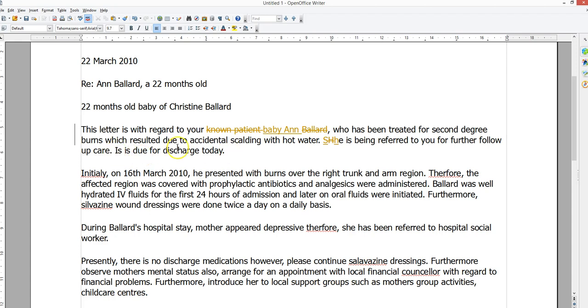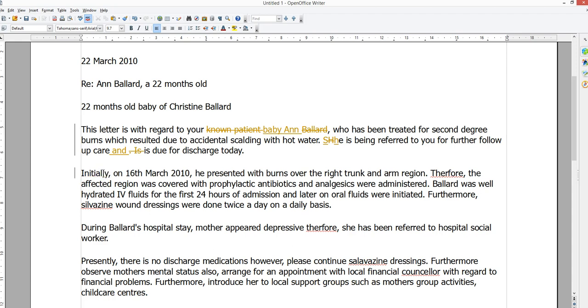Okay, now is due for discharge. Well, so probably she. But even if it is she, that's a very short sentence. Why do we have three short sentences here? Okay, so we've got one sentence, that's not too bad. We've got a main clause and a subordinate. Then we've got a second sentence, and we've got a third. Now you could join all this information into a single sentence, or at least have two. She's being referred to you for further follow-up care, and is due for discharge, and is being discharged today.